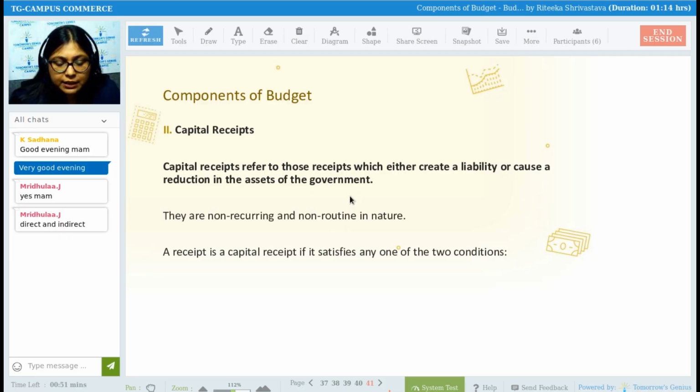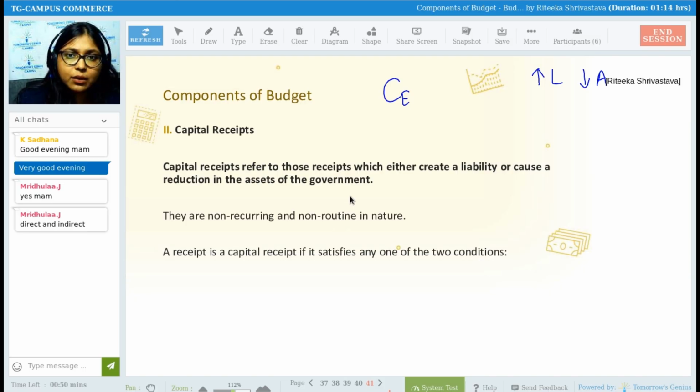Now we are going to start with capital receipts. For capital receipts, I had given you the short form CE. Capital receipts are those kinds of receipts which either create a liability for the government or cause a reduction in the assets of the government. That means either it will increase the liability of the government, or it will decrease the assets of the government. Those kinds of receipts are called capital receipts.